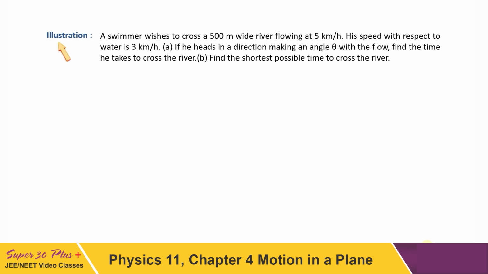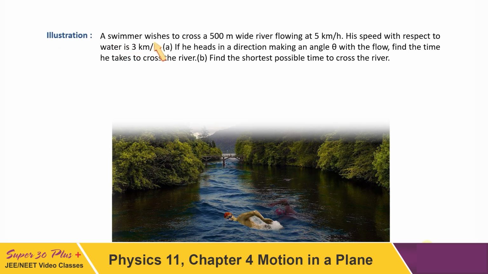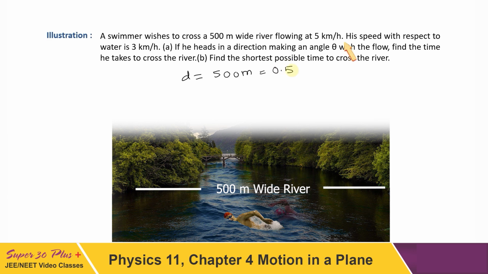The first question is, a swimmer wishes to cross a 500-meter wide river flowing at 5 km per hour. So D is given here, which is 500. As all values are given in kilometer, let us convert this also in kilometer. So that will be 0.5 km. Now what is U? This is river flow velocity. It is given 5 km per hour.